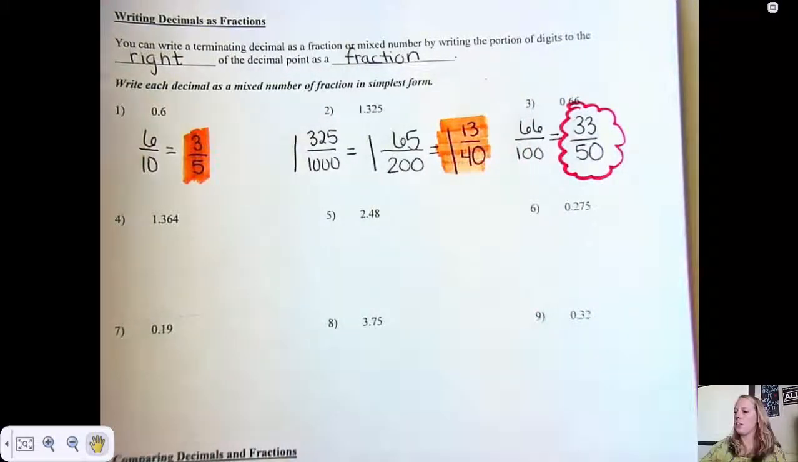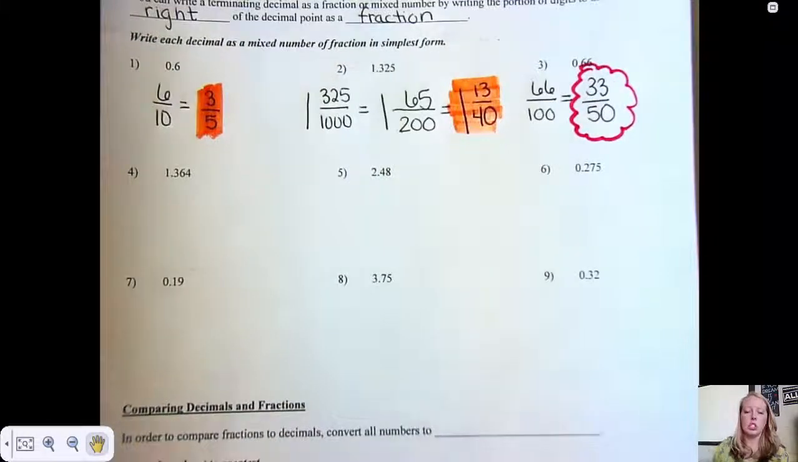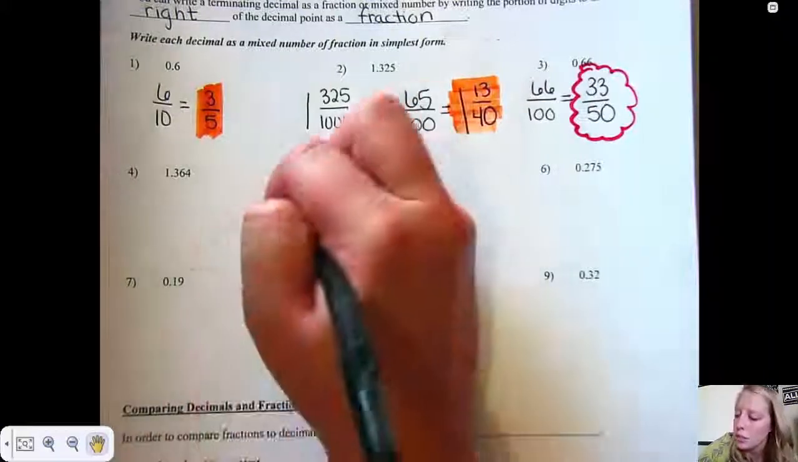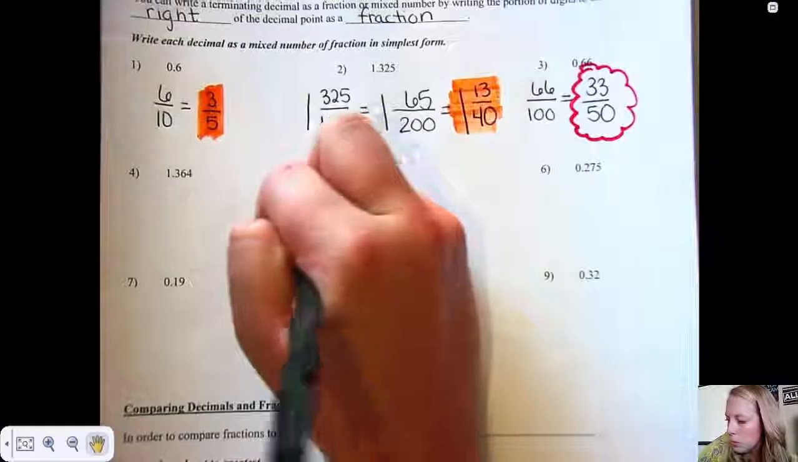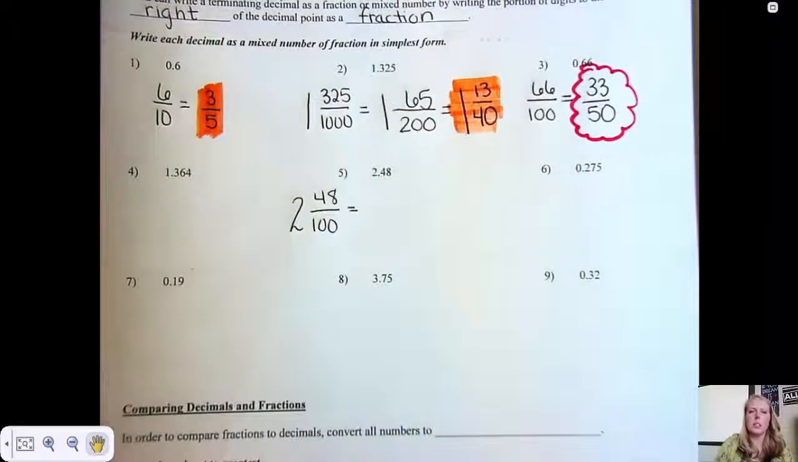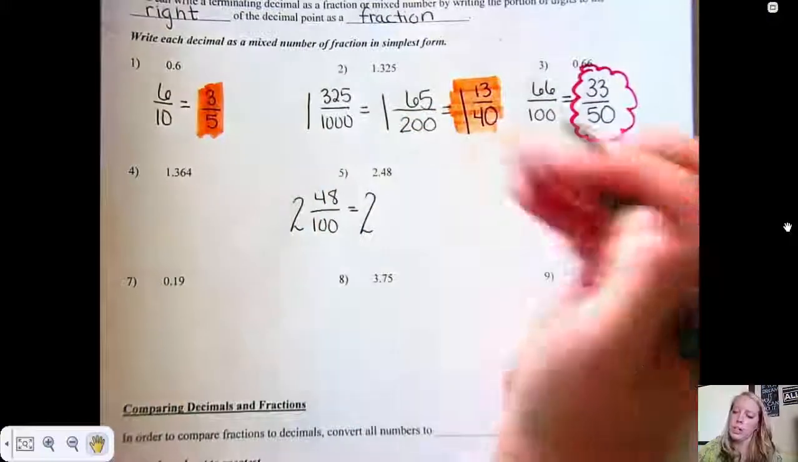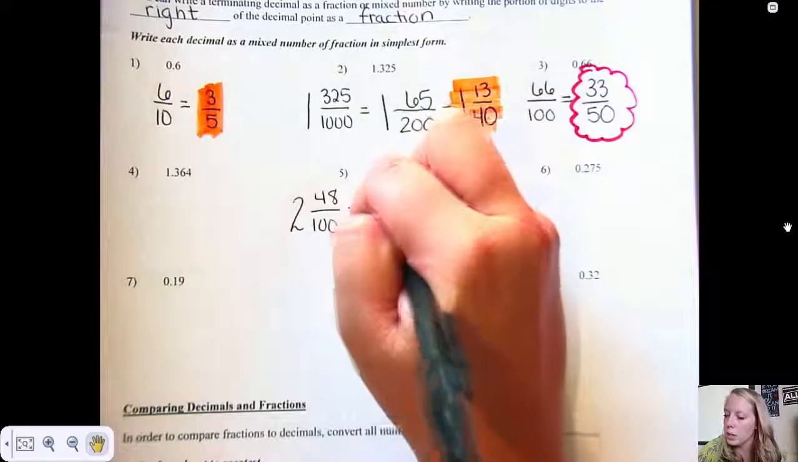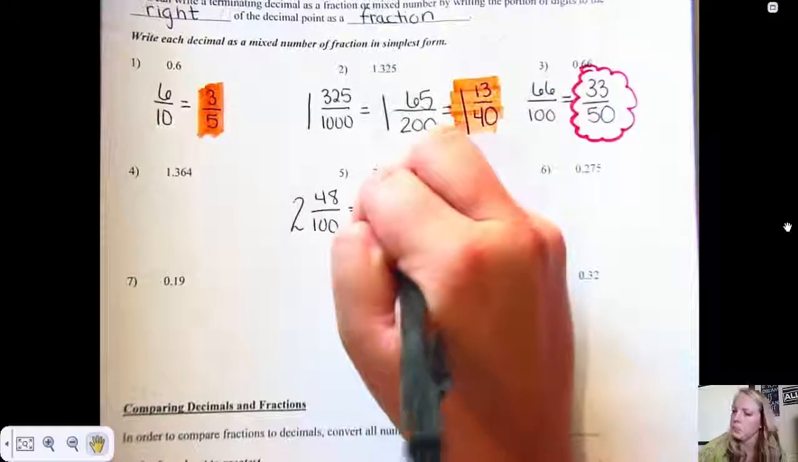Let's do one more together. Let's look at number 5 in the middle of the page. 2.48, or 2 and 48 hundredths. So I'm going to start over here. 2 and 48 over 100. What would go into both? Well, 2. 2 works. Leave the whole number of 2. Cut 48 in half and you get 24 over. Cut 100 in half, you get 50.